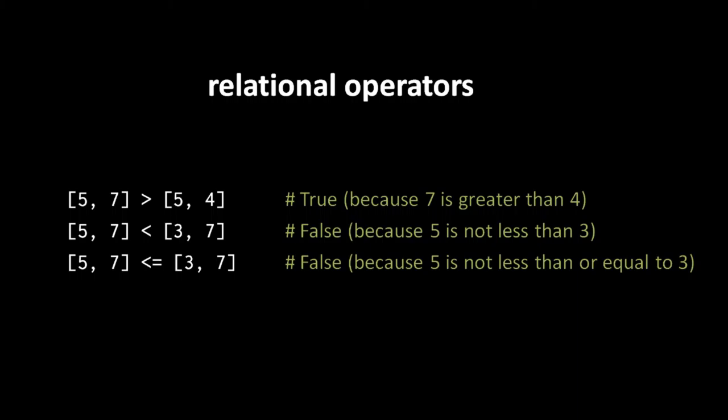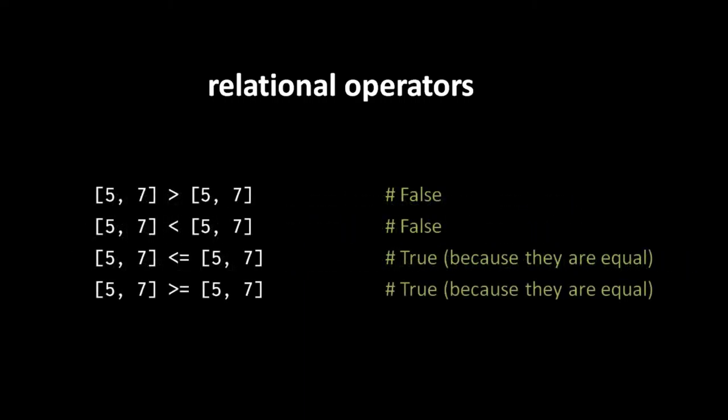In the second example, again, Python finds the first pair that differs, and that's actually the pair at index 0. Here, 5 and 3 differ. And 5 is greater than 3, so the left sequence is greater, so this operation is false. And lastly here, the same thing, but with a less than or equal to operation. Again, 5 is neither less than nor equal to 3, so again, this is false.